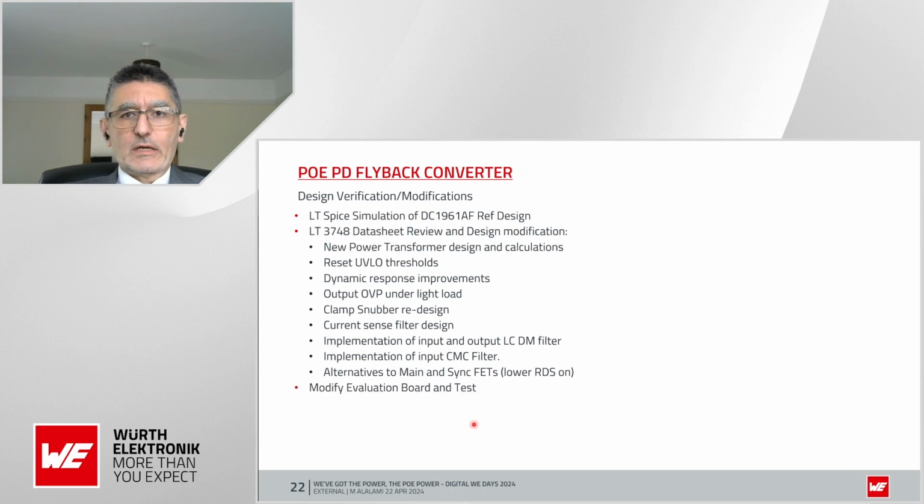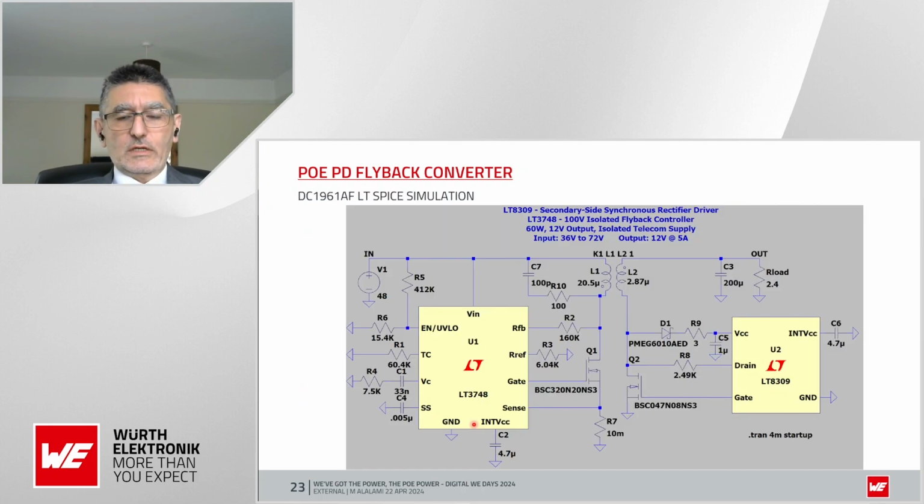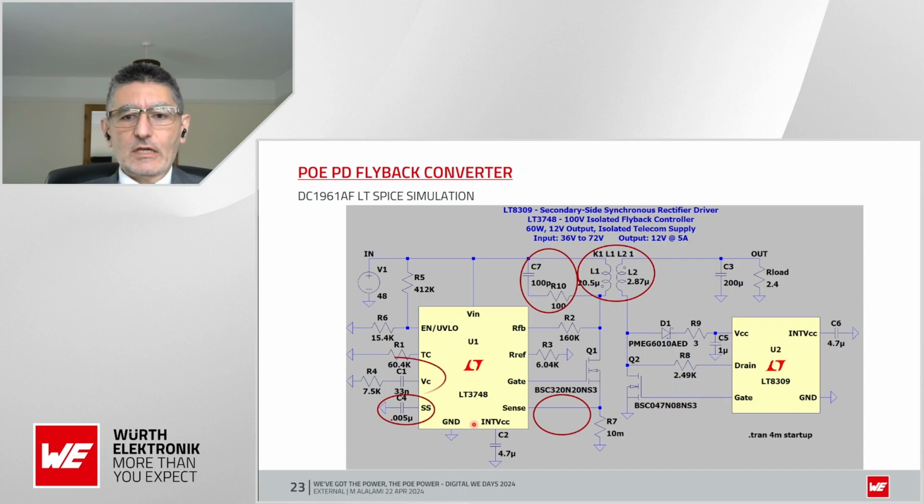And we finished off by actually modifying the evaluation board based on the above and creating also an initial prototype hardware to do the testing and the verification. And now here we can see the LTspice simulation file that is provided for the DC1961AF. What you see is me circling the parts that needed to be modified on this design: the transformer, the snubber circuit, the filtering for the sense current, and of course the dynamic response, the input and output filtering.